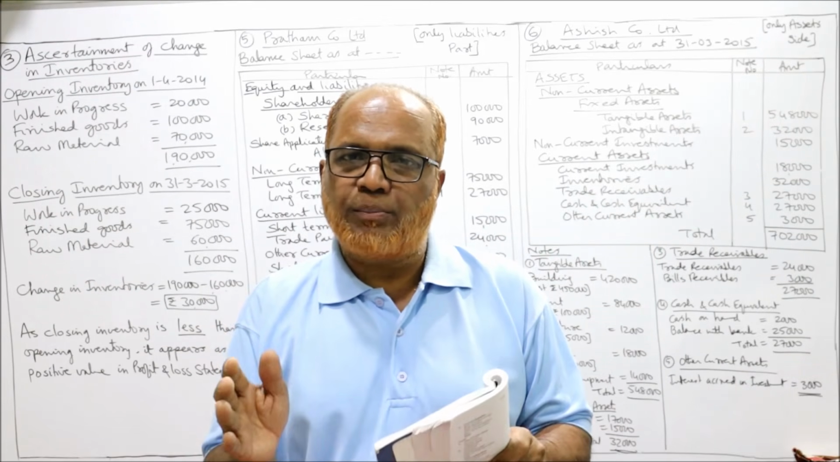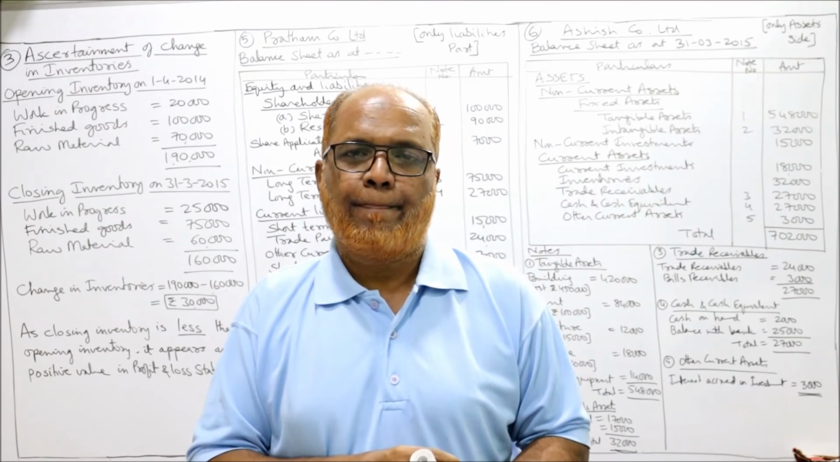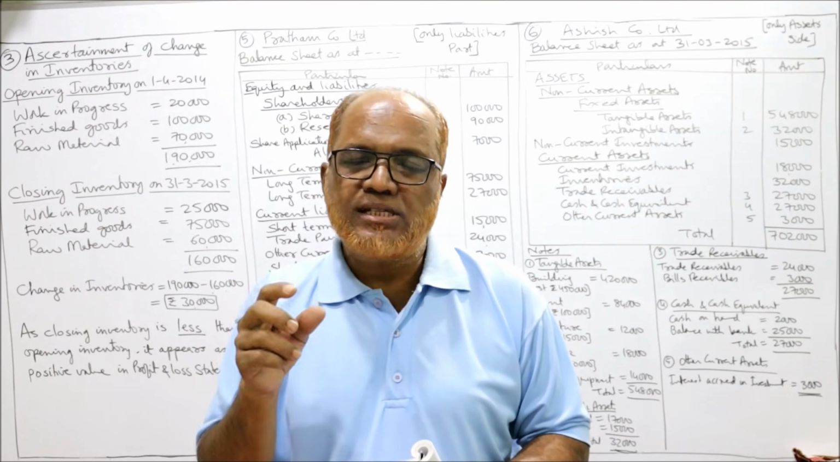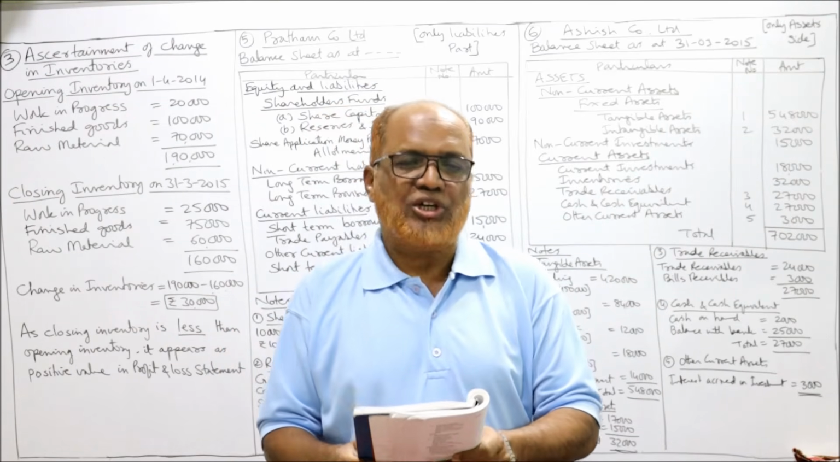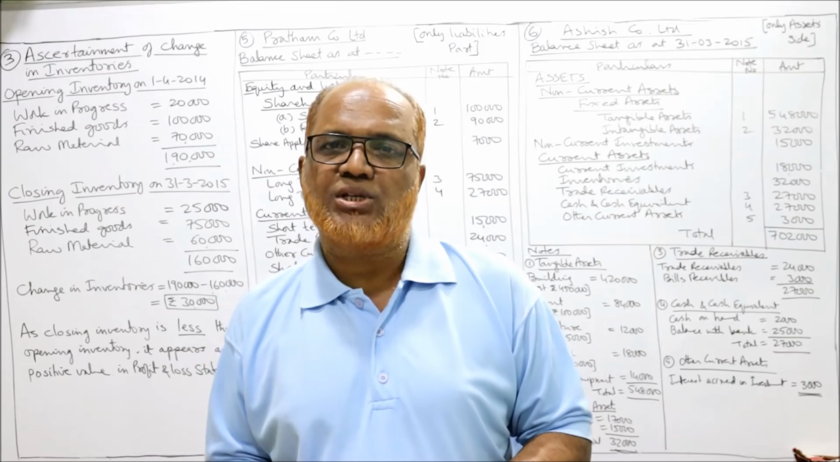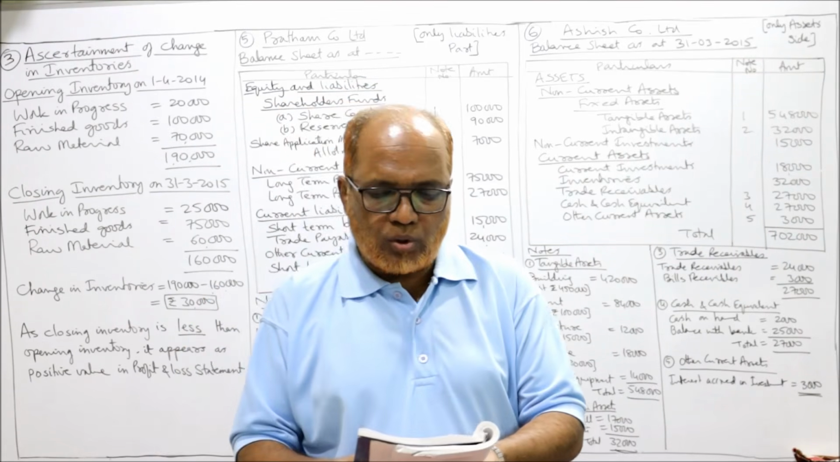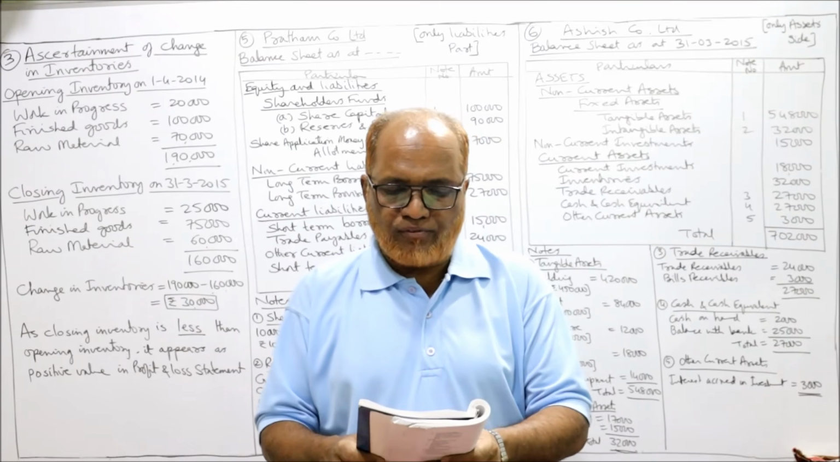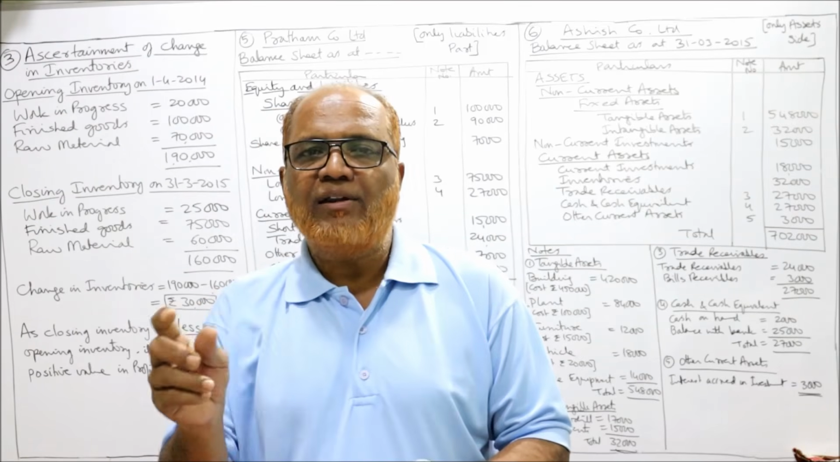जब profit and loss statement बनाएंगे तो expenses में change in inventories लेंगे, right? So we want how much is the change in inventories. So we are given raw material purchased. We don't require raw material purchased for finding out change in inventory. Work in progress on 1/4/2014. Finished goods 1/4/2014. Raw material 1/4/2014.